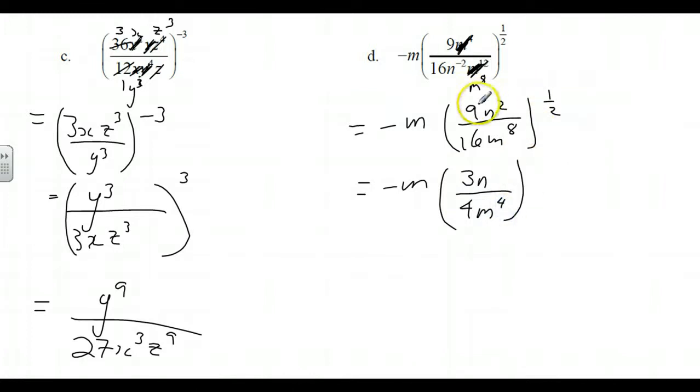Okay, power to a power. 9 to the 1/2, which is 3, square root 9. 2 times a half is 1. 16 to the 1/2, square root 16, which is 4. m to the 8 times 1/2, multiplied by negative m. So the whole expression is negative. We get a 3n, we get a 4, and an m cubed, right? Because this m takes one of these away, leaving us with an m cubed on the bottom.